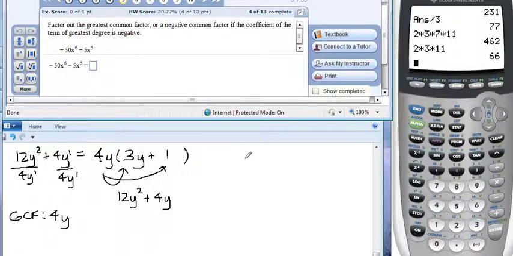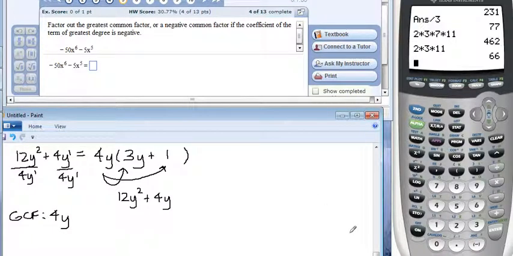So, all right, let's read the directions. Factor out the greatest common factor or a negative common factor if the coefficient of the term of the greatest degree is negative. Okay, first of all, let's decide that. Which degree is the greatest? Well, a 6 is greater than a 5, so this whole term is bigger. Coefficient means the number in front of the variable, so that would be this negative 50. So is the coefficient of the greatest term negative? Yes, so I'll take out a negative whatever is common.